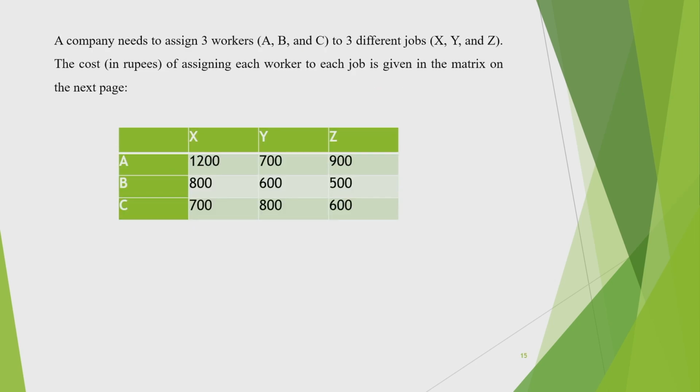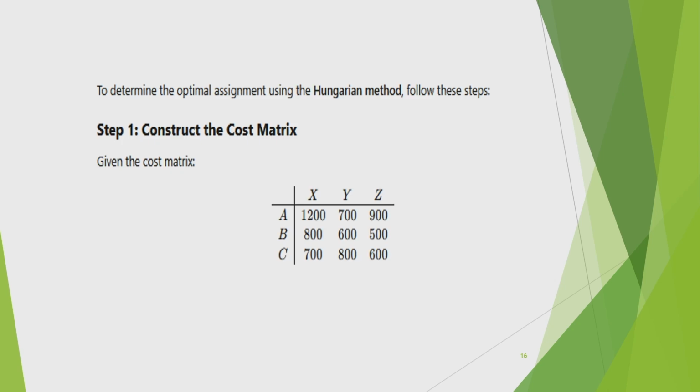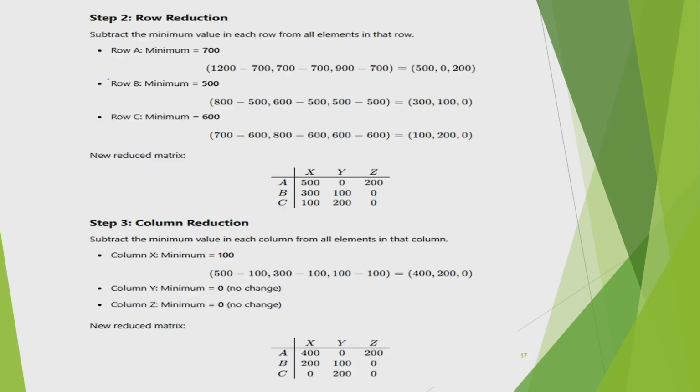Another example: a company needs to assign 3 workers to 3 different jobs. The cost in rupees of assigning each worker to each job is given in the matrix, which is here itself, not on the next page. To determine the optimal assignment using the Hungarian method, follow these steps. Construct the cost matrix. So the given cost matrix is this.